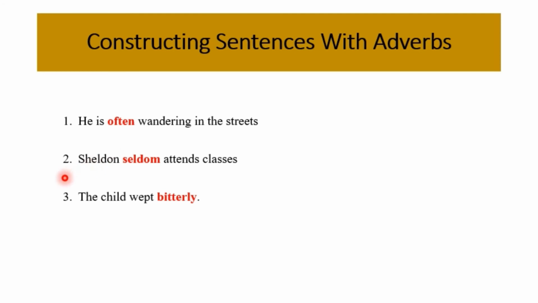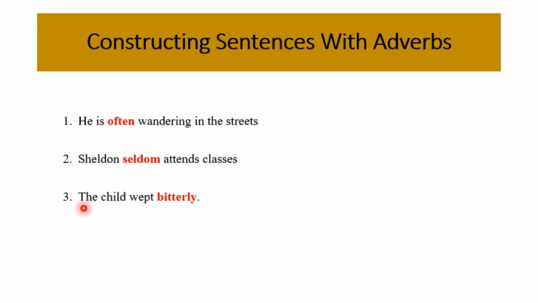Let's look at sentence number 2. Sheldon seldom attends classes. Attend is the verb. Seldom is the adverb. Another word we could have used to replace this adverb seldom is rarely. So we could have said, Sheldon rarely attends classes.